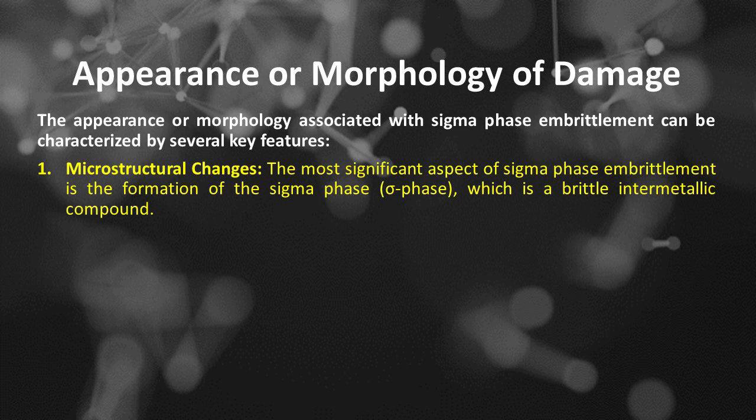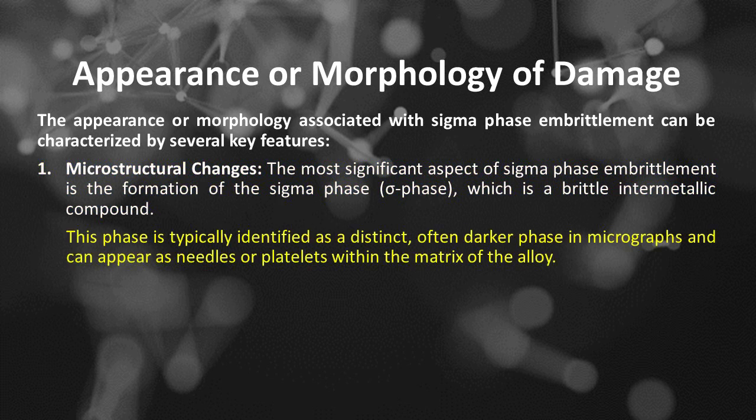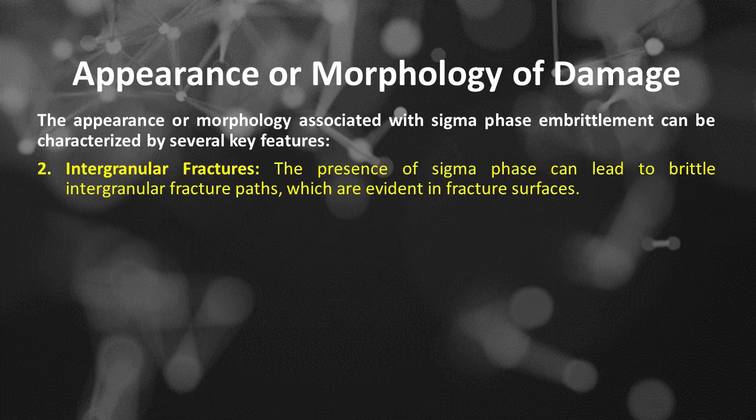The most significant aspect of sigma phase embrittlement is the formation of the sigma phase, which is a brittle intermetallic compound. This phase is typically identified as a distinct, often darker phase in micrographs and can appear as needles or platelets within the matrix of the alloy. Number 2 is intergranular fractures.